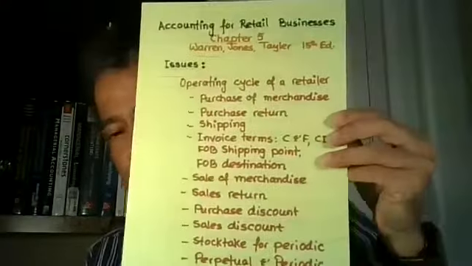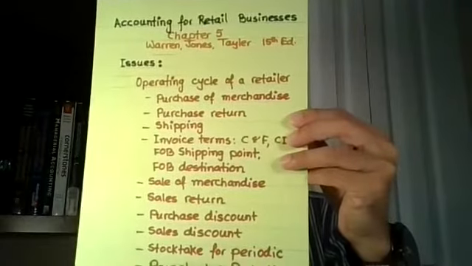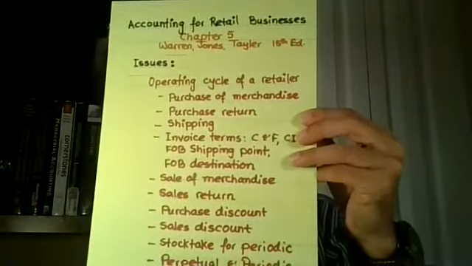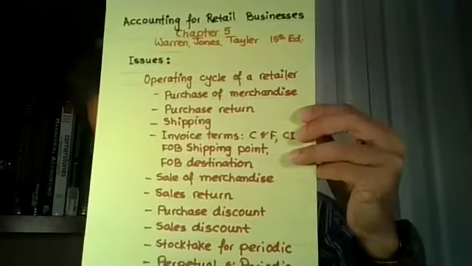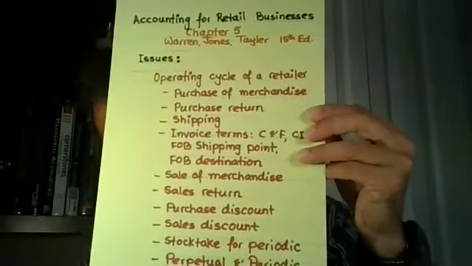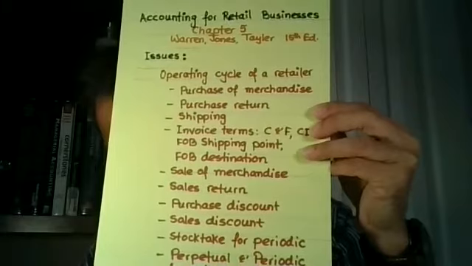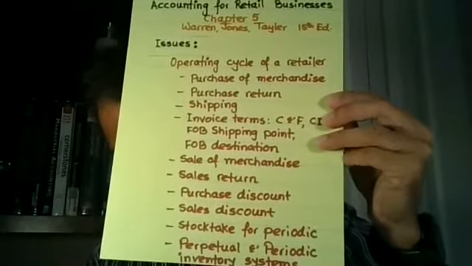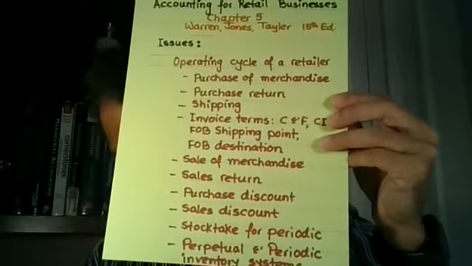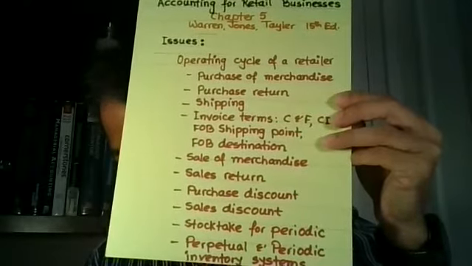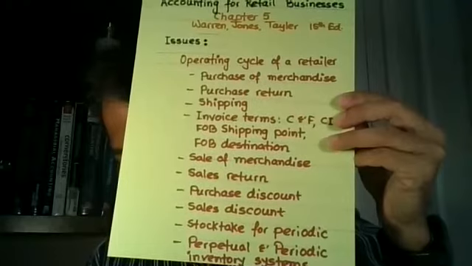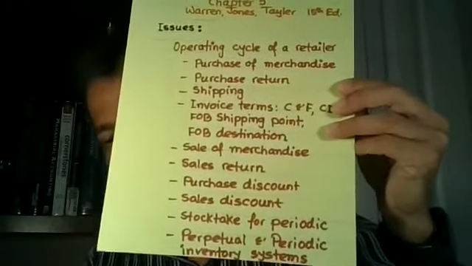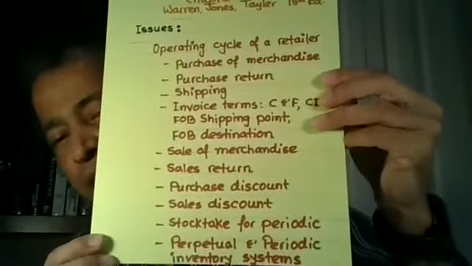So what do you see here? If I can go over: purchase of merchandise, purchase returns, shipping, invoicing, sale of merchandise, sales return, purchase discount, sales discount, stock take for periodic inventory system, then perpetual and periodic inventory systems. You can see a long list of accounting issues.